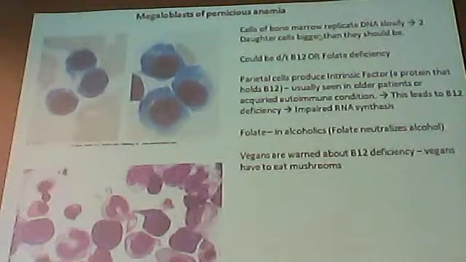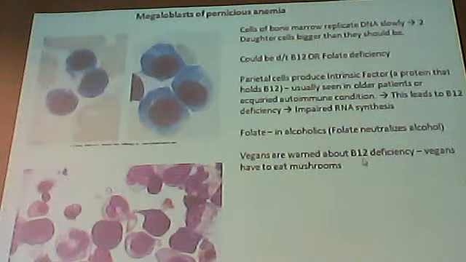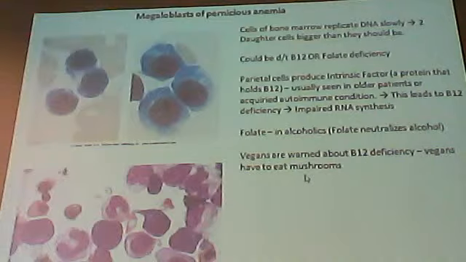Folate does a very similar thing, but you see it in alcoholics, because folate is used for neutralizing alcohols, and vegans are warned about vitamin B12 deficiency. You see it in mushrooms and stuff like that, but vitamin B12 is also in animal meats, proteins.